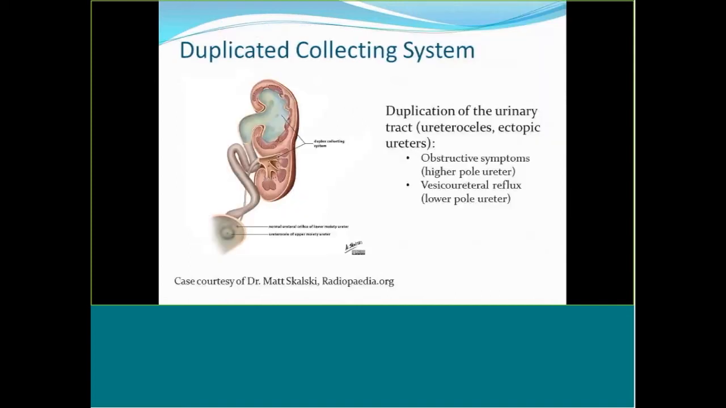And these are often associated with the duplicated collecting system. So you see here, this lower system is going in and has a normal ureteral orifice, but this dilated system at the top is associated with this ureterocele here. So it'll give you obstructive symptoms. You see that this is clearly obstructed, and in some cases you can have reflux in the lower pole as well.